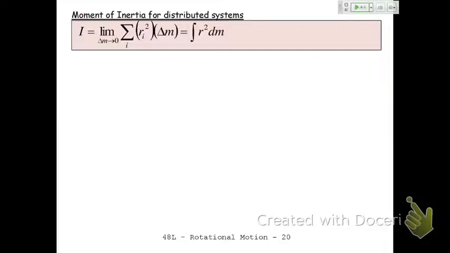Let's say that the mass is so dispersed, or if you like, there's so much of it, that it's not discrete particles at the end of a distance. Let's say we had a teacup, and let's say I wanted to know the moment of inertia of this teacup about that axis there.